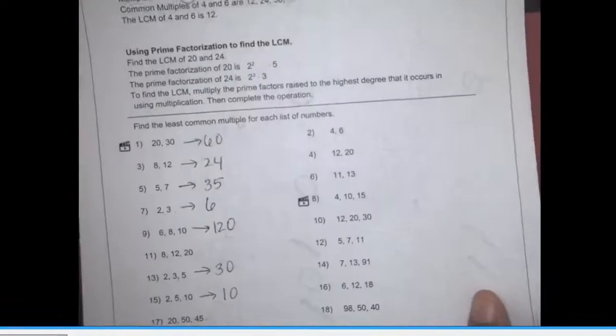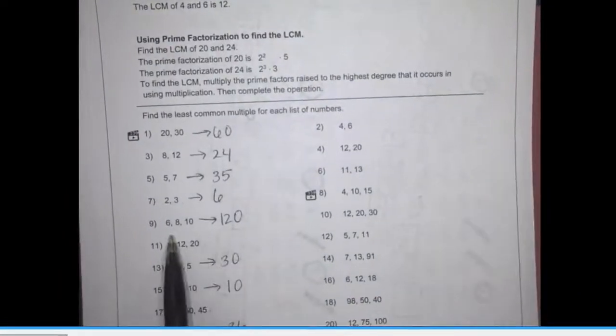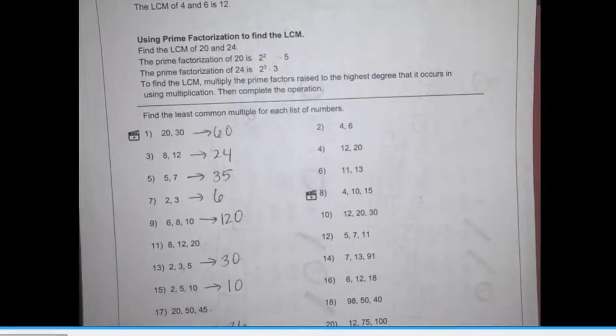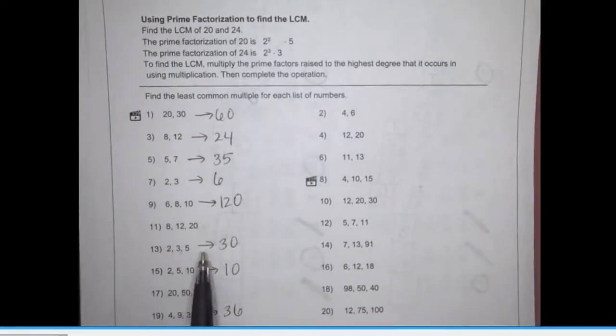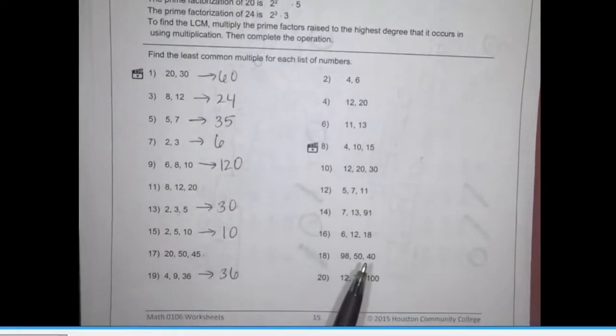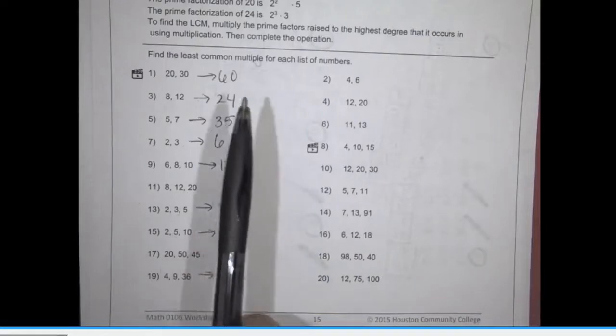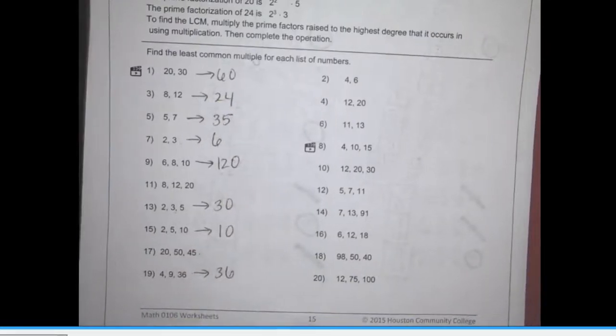Okay, so on this one, I already wrote it down. We have 120 for number 9. For number 13, I have 30. Okay, and this one's pretty straightforward because if we start listing our 2s, listing our 3s, listing the 5s, the answer is 30. This one, the answer is 10. Okay, this one for number 19, I got 36 because again, 9 times 4 is 36, and then 36 times 1 is 36. Okay, so all that's left on here for number 11 and number 17, all the rest of these, we have the answer.